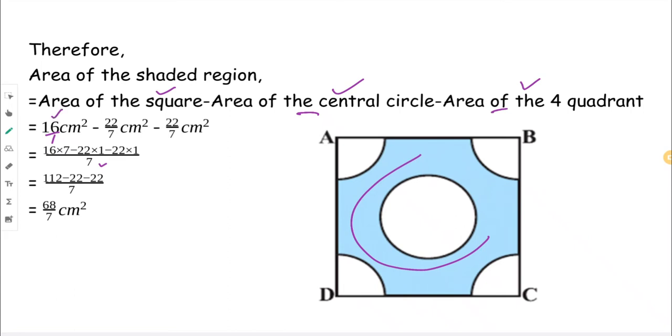So write down the numerator. I've written 1 how many times 7? 1 7 is 7. Write down the numerator. 7 how many times 7? 7 1 is 7. Write down the numerator. I've written 7 how many times 7? 7 1 is 7. So 16 into 7, I'll get 112, right? Then minus 22, minus 22, these are both minus, that means I have to add them, right? I'm going to get minus 44, so it will be 112 minus 44 divided by 7. So I'm going to get the area of this blue region to be equal to 68 by 7 centimeter square.